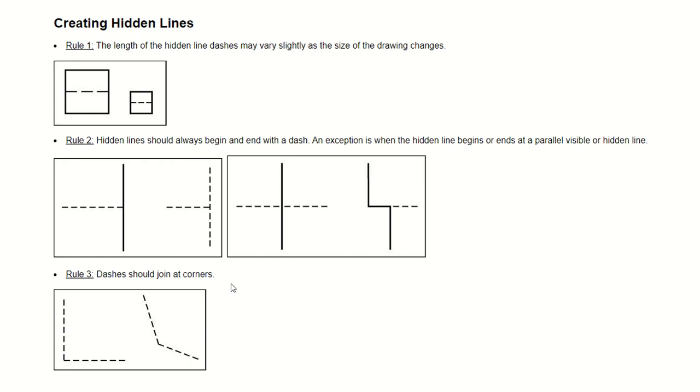Rule number 3: dashes have to join at corners. See that little corner right there, your angle right there, they join together.